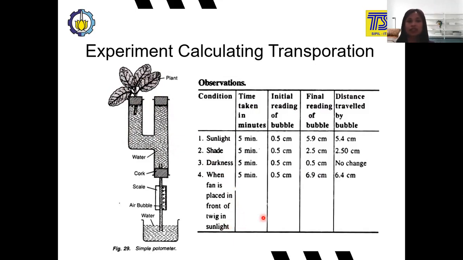Because it is done in the laboratory, there's no natural wind. So they make the wind using the fan, and they place it in front of the plant here in the sunlight. And the time taken in each condition is 5 minutes. And then they read the initial position of the bubble here. There is a scale on the air bubble, and then the initial reading, and then the final reading after 5 minutes. And then there is this distance traveled by the bubble, so the change of the bubble reading based on the scale. And we can see here the distance traveled by the bubble.